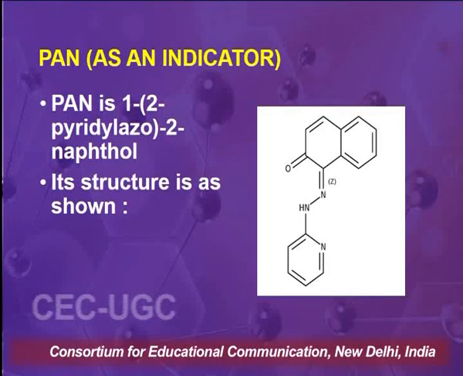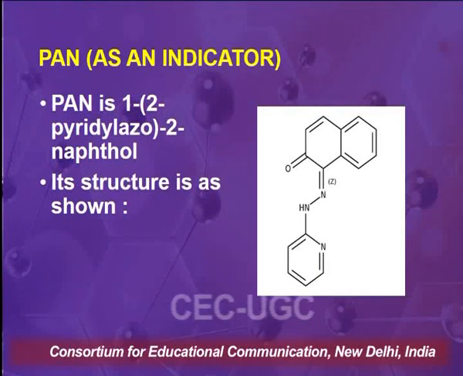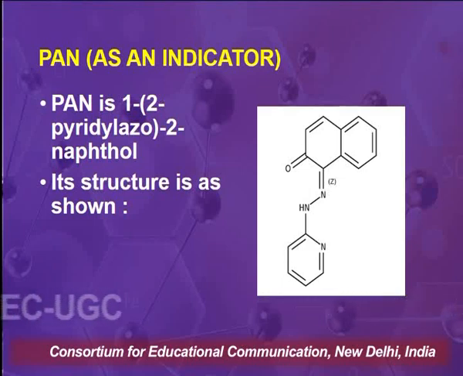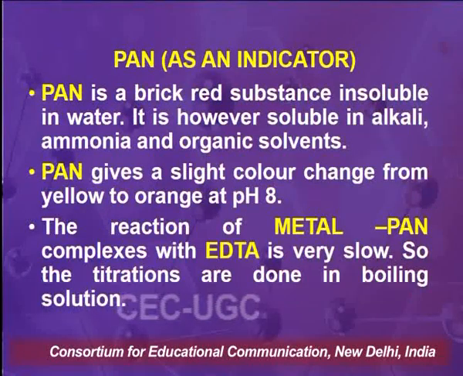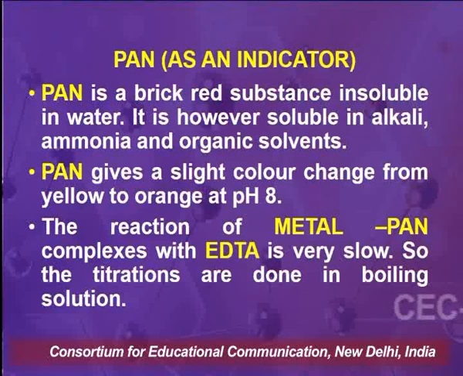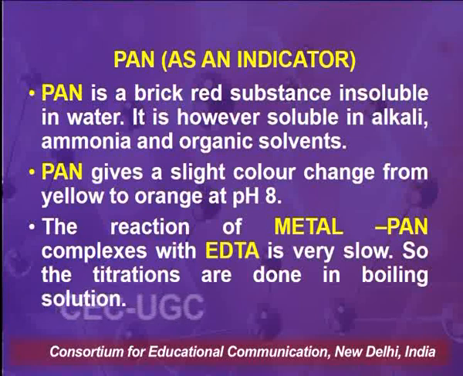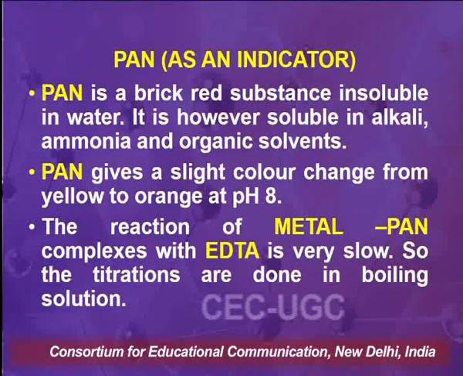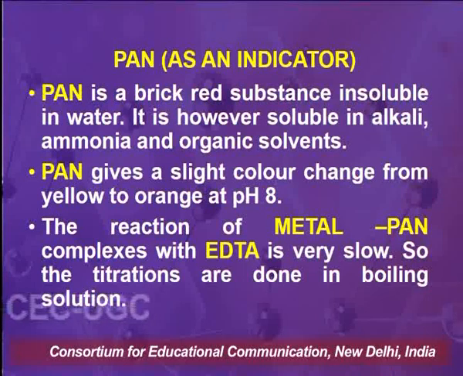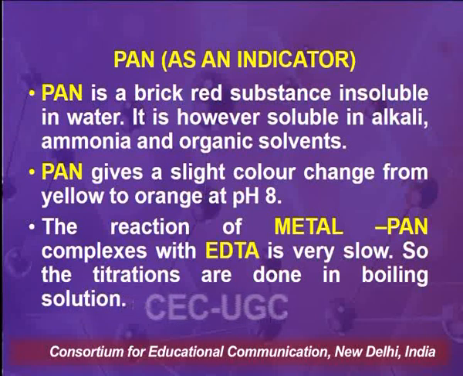Another indicator which can be used is PAN. PAN is 1-(2-pyridylazo)-2-naphthol and its structure is shown in the adjoining figure. PAN as an indicator is a brick red substance insoluble in water. It is, however, soluble in alkali, ammonia and organic solvents. PAN gives a slight color change from yellow to orange at a pH of 8.